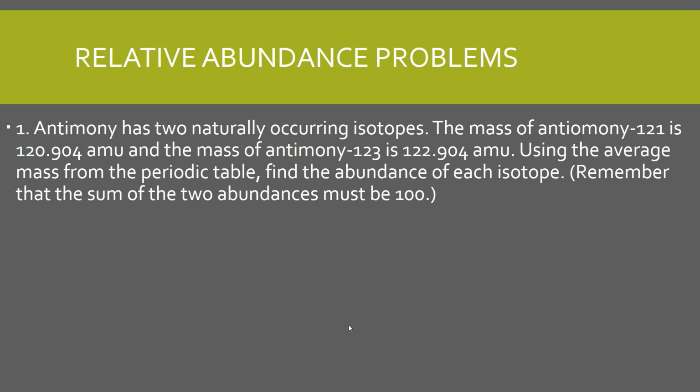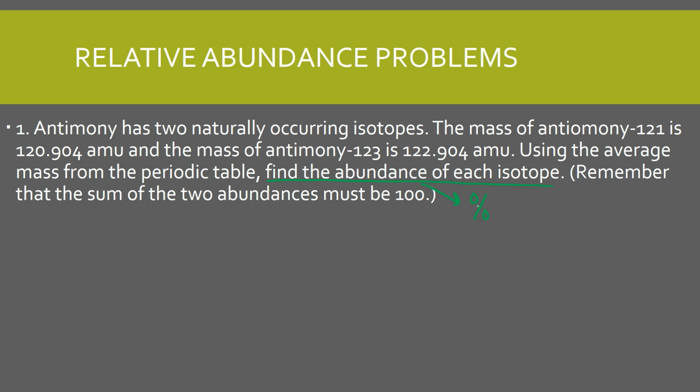Antimony has 2 naturally occurring isotopes. The mass of antimony 121 is 120.904 AMU, and the mass of antimony 123 is 122.904. Using the average atomic mass from the periodic table, find the abundance for each isotope. When it says find the abundance, that means you are determining the percent abundance for each. So we are not calculating the average atomic mass like we did in the previous examples. We are solving for the percentage for each given isotope.